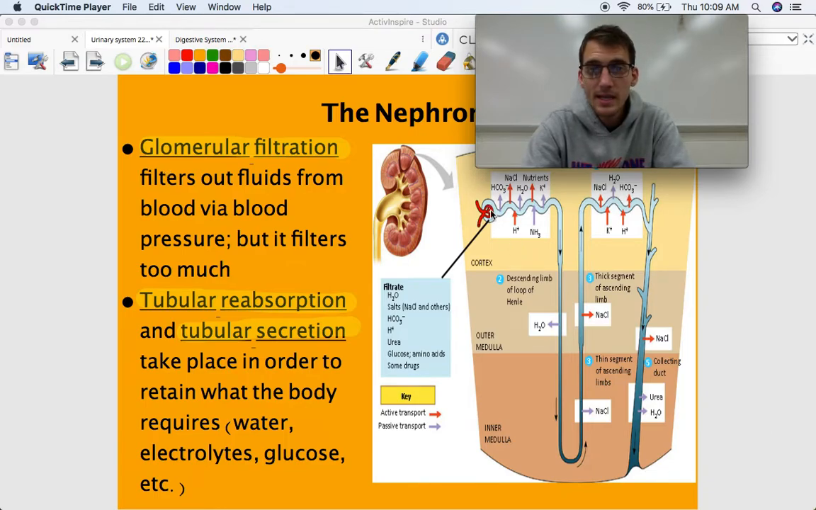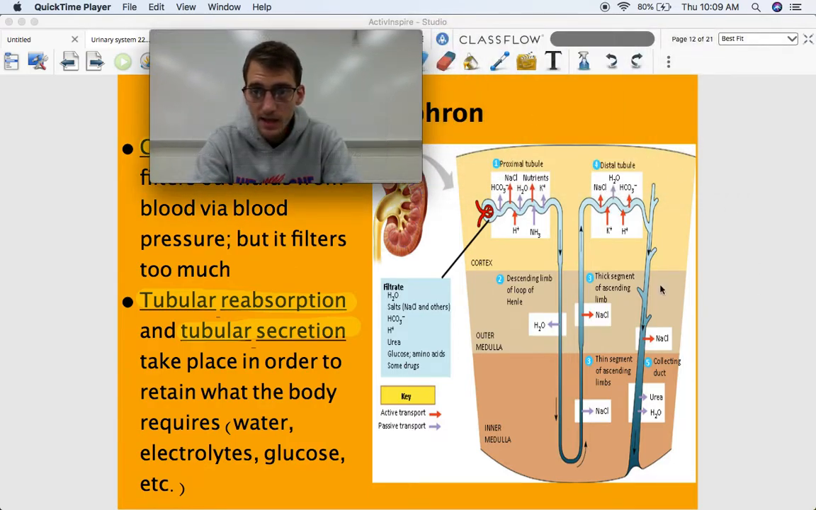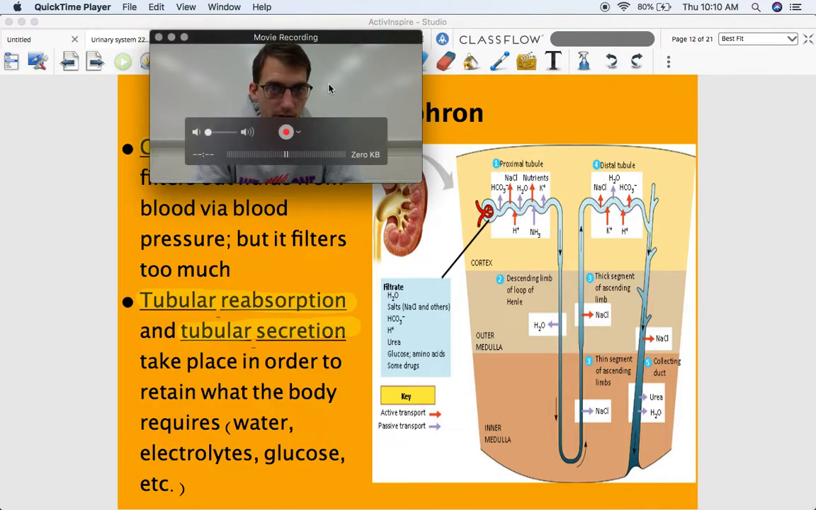But here's the nephron again. Glomerular filtrate is coming through. Some of the stuff is reabsorbed. Here's the descending loop of Henle, also known as the nephron loop. Water is going to be reabsorbed there. Salt is going to be reabsorbed there. And then here's the collecting duct, and this is where secretion is going to be occurring as well.